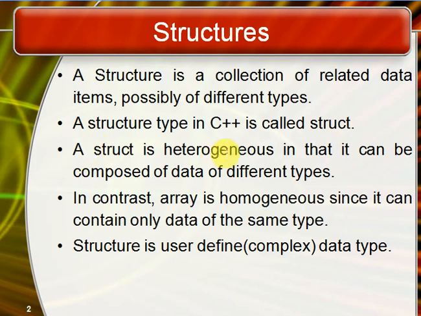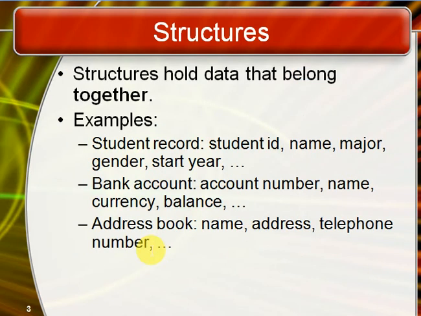A struct is heterogeneous in that it can be composed of data of different types. We can combine data of different data types in a structure. However, in an array we must use data of the same type. In contrast, an array is homogeneous since it can contain only data of the same type. A structure is a user defined complex data type. A structure holds data that belongs together.